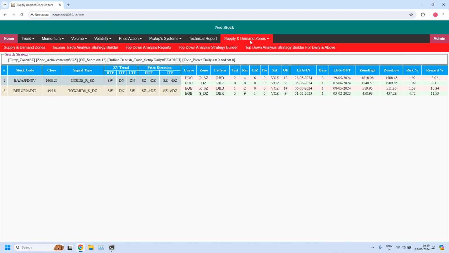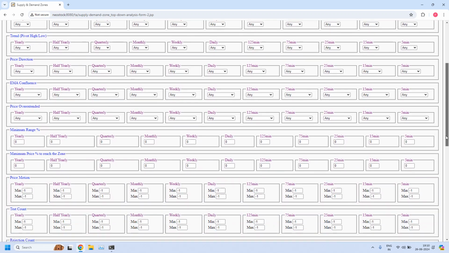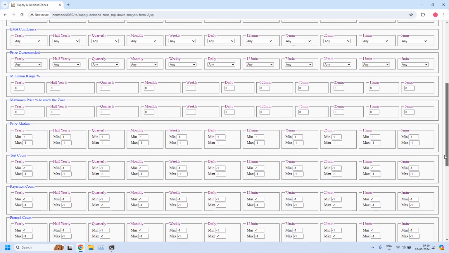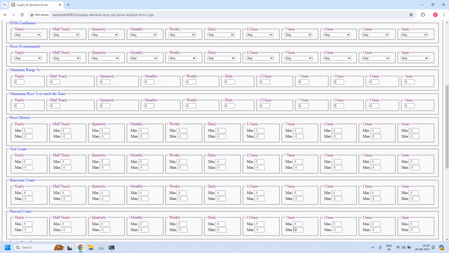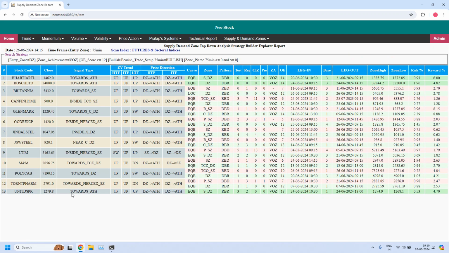Next we will generate bullish and bearish trade setups for weekly income trade. Weekly income trade entry time frame is 75 minutes. Bullish trade setup entry zone is demand zone, and in bullish or bearish trade setup 75 minutes time frame I am selecting the value bullish, and the pierced count should be set to 0 for 75 minutes time frame. So in 75 minute time frame minimum value 0, maximum value 0, and zone achievement is VOZ, minimum odd enhancer score is 12. With these filters we generated 13 stocks currently supporting bullish trade setup for weekly income trade.